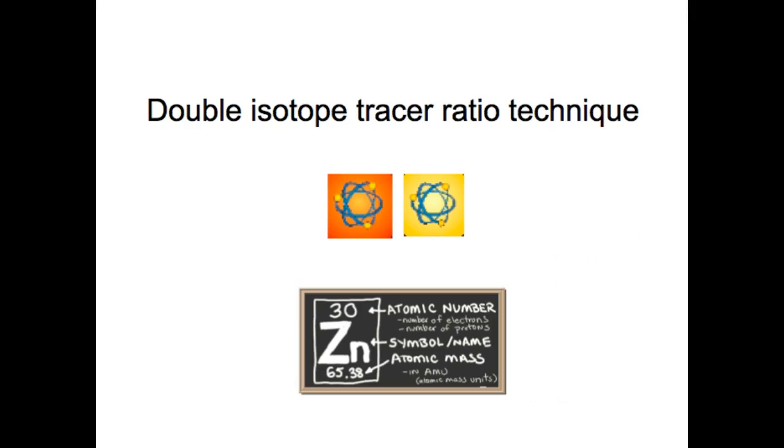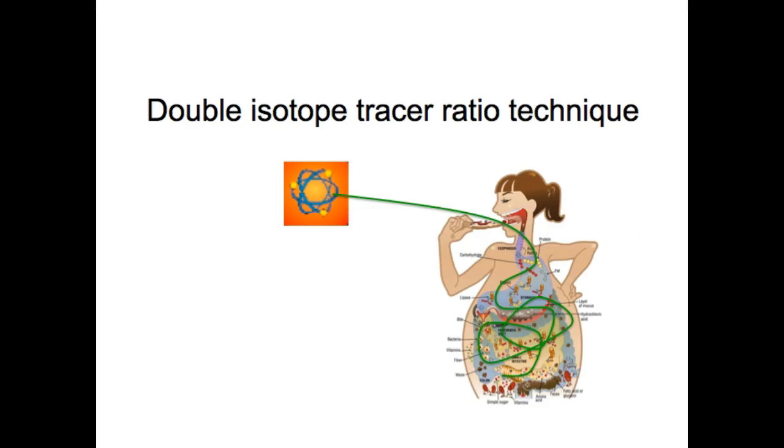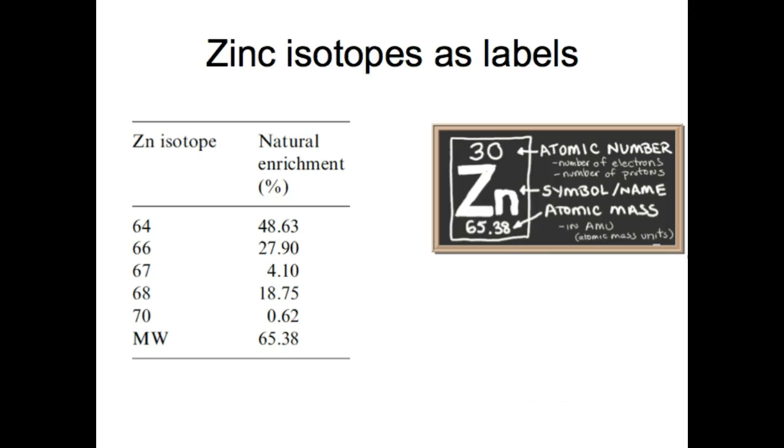The most suitable method to measure zinc absorption is the so-called double isotopic tracer ratio technique. For this purpose, the administered zinc must be labeled with a tracer whose processing in the body can be monitored. The tracers are, in this case, two stable isotopes of zinc.